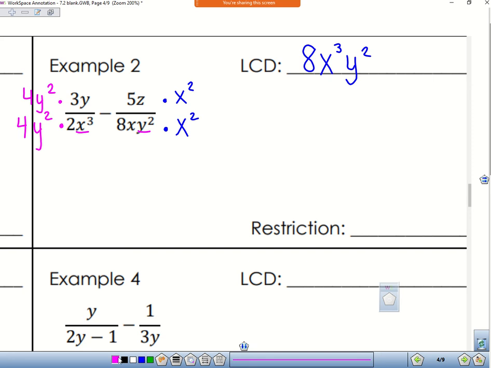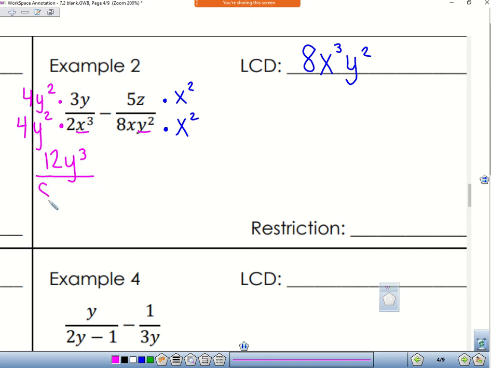So then once we do that, we're going to multiply each one. I'll do the first one in pink, second one in blue. So that's going to be 12 y cubed, because 4 times 3. I'm doing the numerator first.